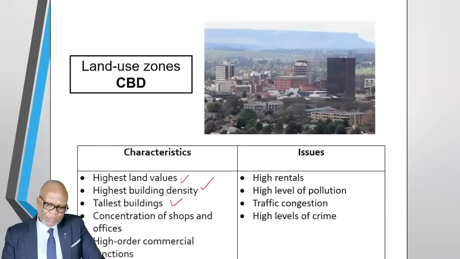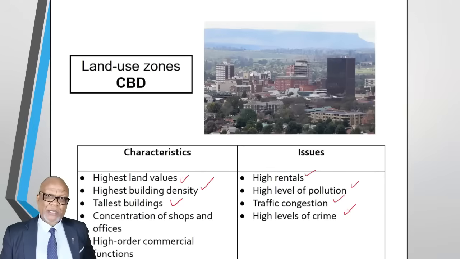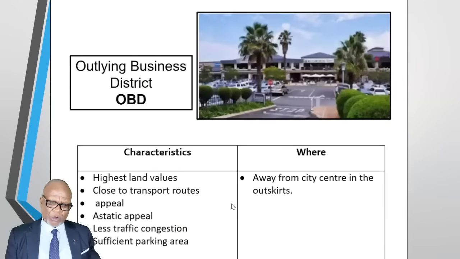And then what are the issues here? The issues are high rentals. The issues in the CBD are high levels of pollution, high levels of traffic congestion, and high levels of crime. Those are the issues that you find in the city center. And these issues are the ones that we call centrifugal forces, which are going to result in what we call the outlying business district.